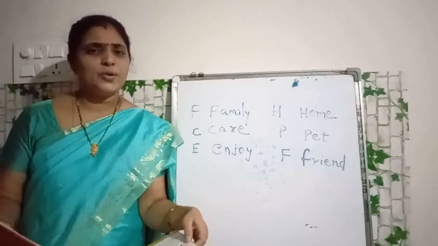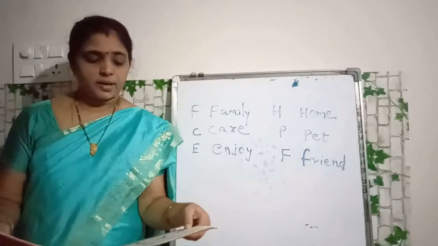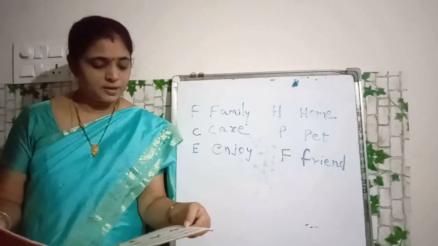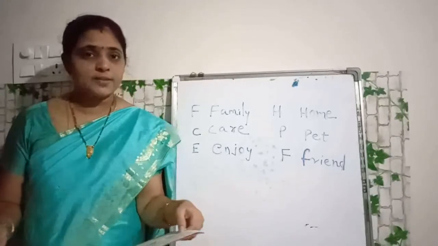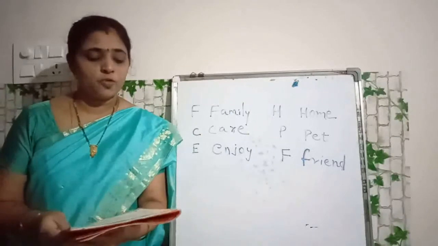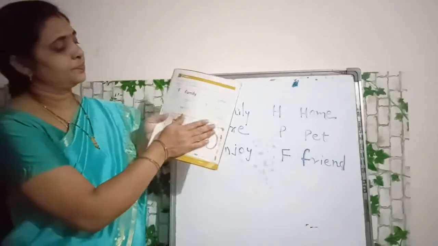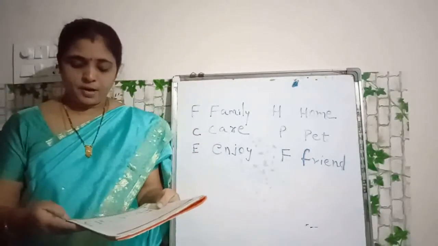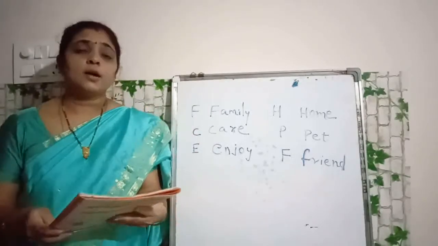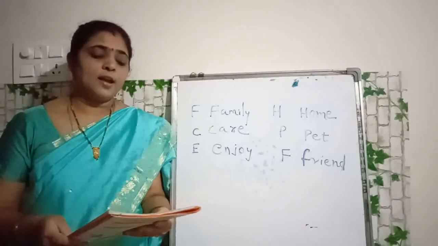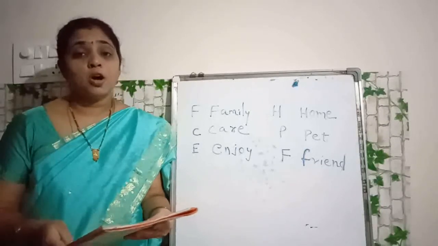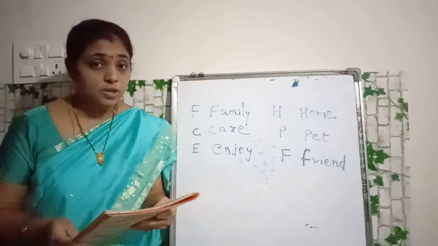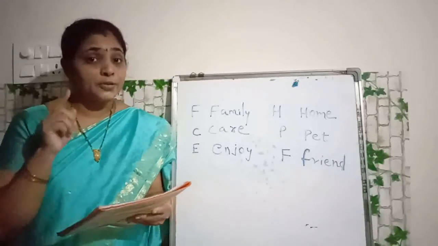Okay, have you all done your homework? Yes? Okay, we have done up till exercise 3.4. Now we are doing exercise 4.1. All of you take out page number 7. See there: trace the letters and words on the dotted lines. You have to trace the letters on the dotted lines.